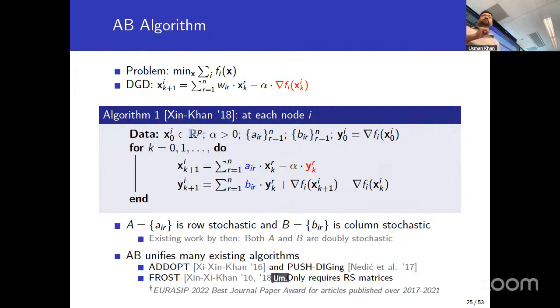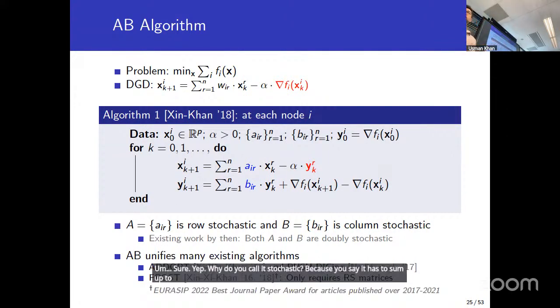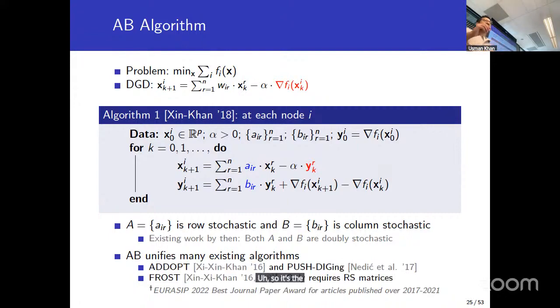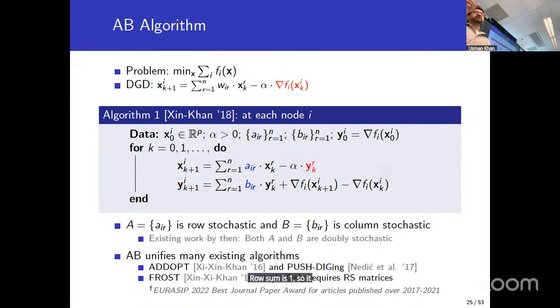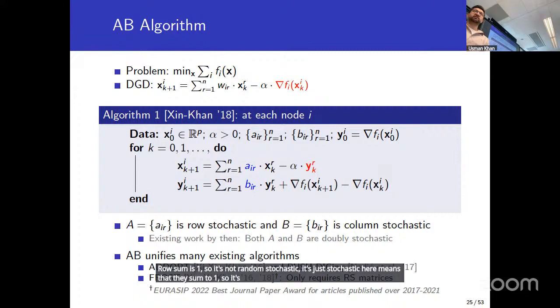Sure. Why do you call it stochastic? Because you say it has to sum up to 1. What is the stochastic part then? The stochastic is in the context of Markov chains, where we say that a matrix of transition probabilities is stochastic if the row sum is 1. So it's not random stochastic. Stochastic here just means that they sum to 1, so it's a matrix of probabilities. I was not familiar with the term. Yeah.